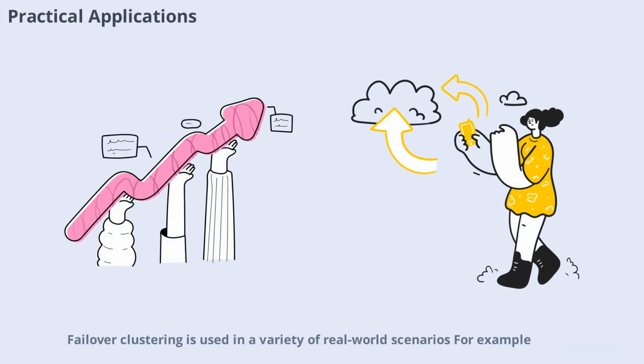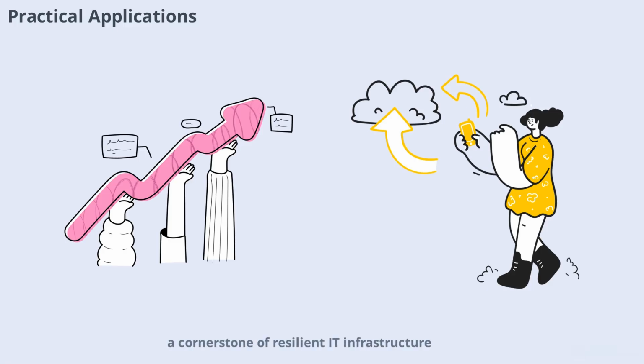Failover clustering is used in a variety of real-world scenarios. For example, it provides highly available file shares for applications like SQL Server and Hyper-V virtual machines. It also supports clustered roles running on physical servers or virtual machines, ensuring continuous access to critical services. Organizations rely on failover clusters for disaster recovery, load balancing, and seamless maintenance operations. Whether you're running a two-node file server or a large-scale cluster set, failover clustering adapts to your needs, supporting both on-premises and hybrid cloud deployments. These practical applications make failover clustering a cornerstone of resilient IT infrastructure.